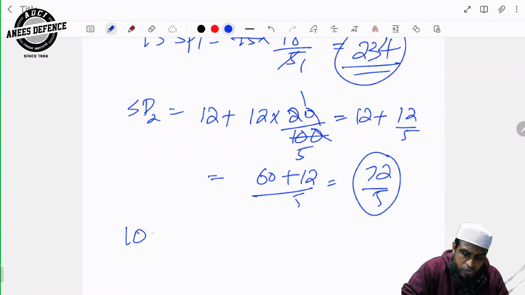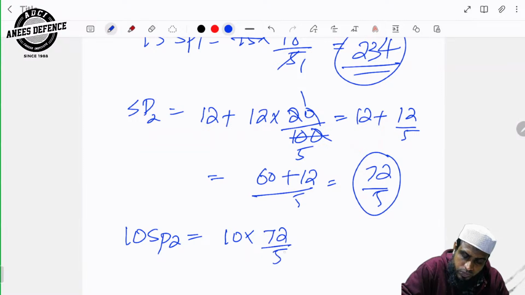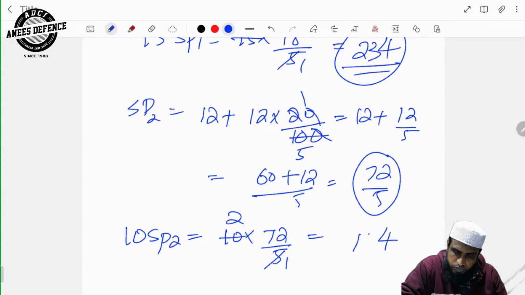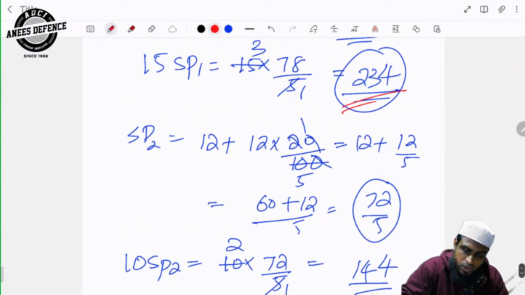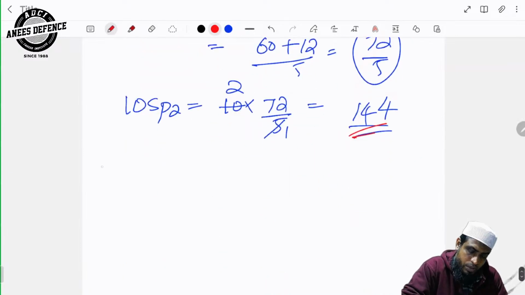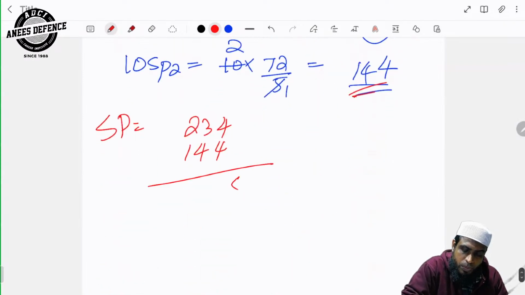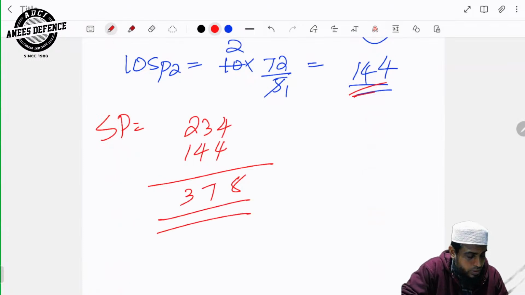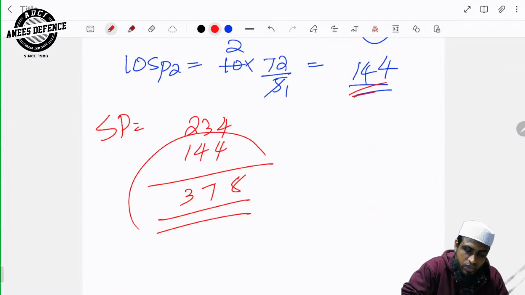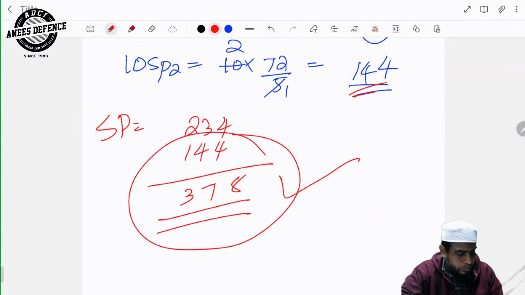So 10 items are sold like that. 10 into 72 by 5 is 144. So for the total amount you have to take this 234 and 144. The total selling price will be 234 plus 144, which is 378. The total amount will be 378 rupees. Yes, that is a simple question only.